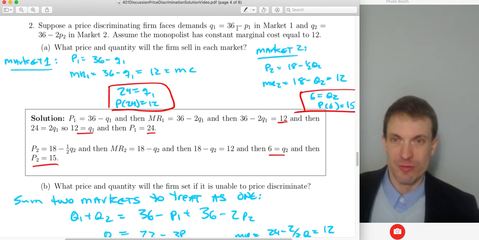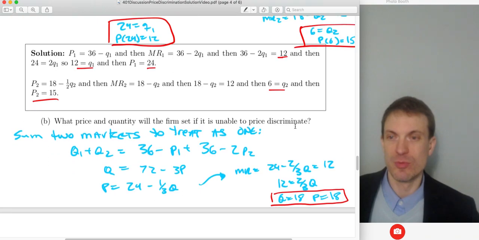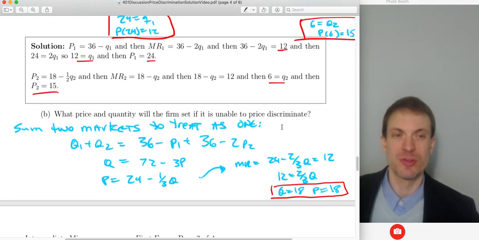Suppose a price discriminating firm faces these two demands. These two markets assume they have constant marginal cost. What price and quantity will the firm sell in each market? What price and quantity will the firm sell if it's unable to price discriminate?